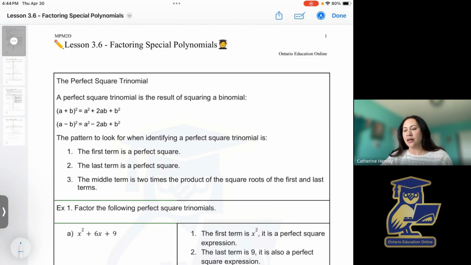This is actually our last lesson of our third unit, and we're going to take a look at factoring special polynomials. So we took a look at simple trinomials and factoring complex trinomials, but there are also two specific examples that I want to show you, because if we can recognize them, the factoring is pretty easy. So the first one I want to take a look at is the perfect square trinomial. A perfect square trinomial is the result of squaring a binomial.